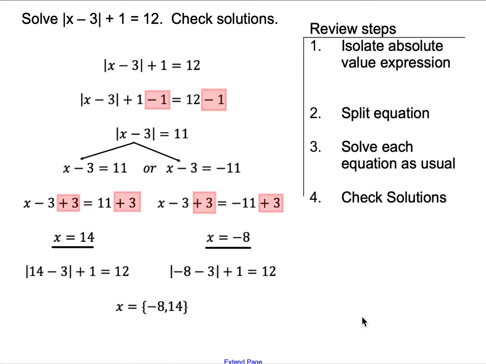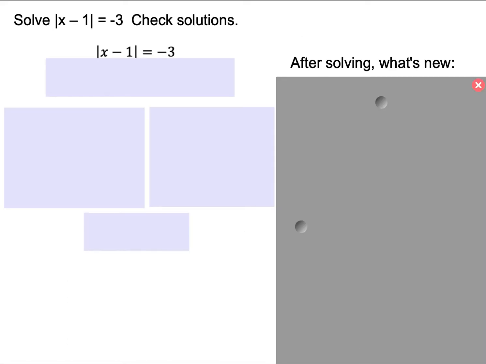Both of them work. Okay, let's look at another one. There was actually a problem like this on the assignment from a couple days back. The absolute value of x minus 1 equals negative 3, and then we're going to check the solutions. Well, first we start with it, and since the absolute value is already by itself, we can split the equation. x minus 1 equals what's on the other side, and x minus 1 equals the opposite of what's on the other side. Let's solve this one first.